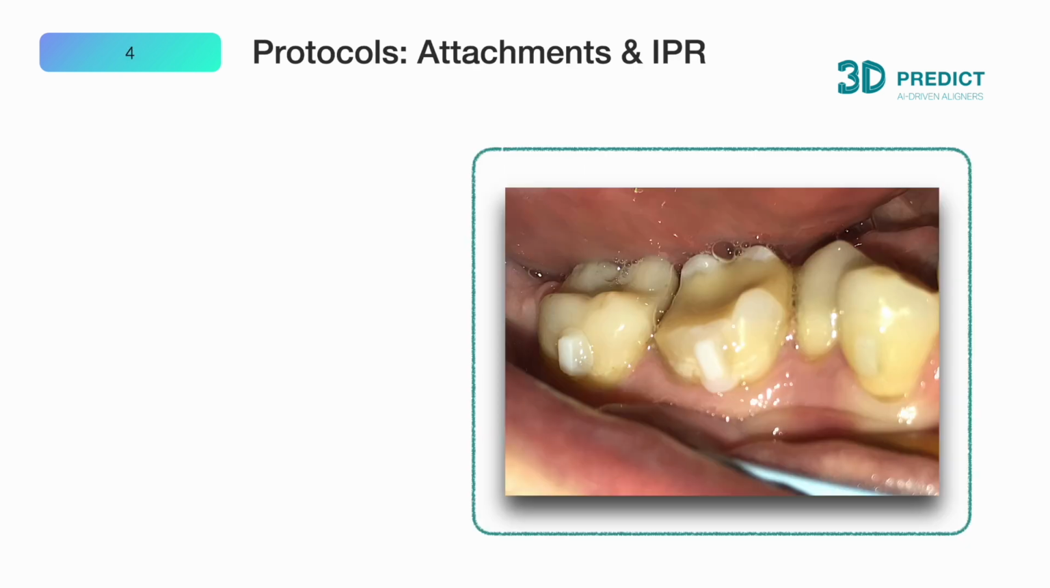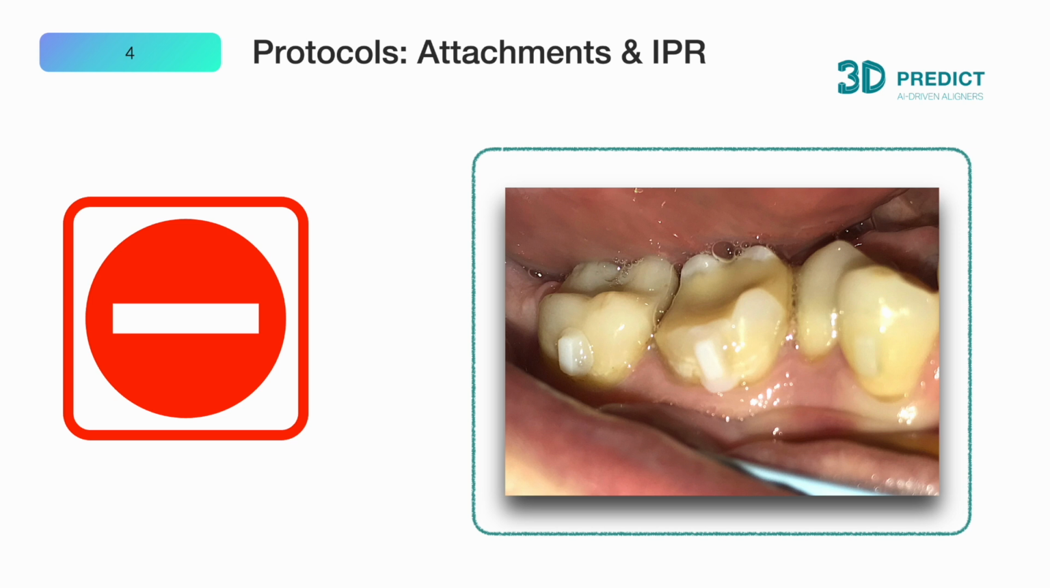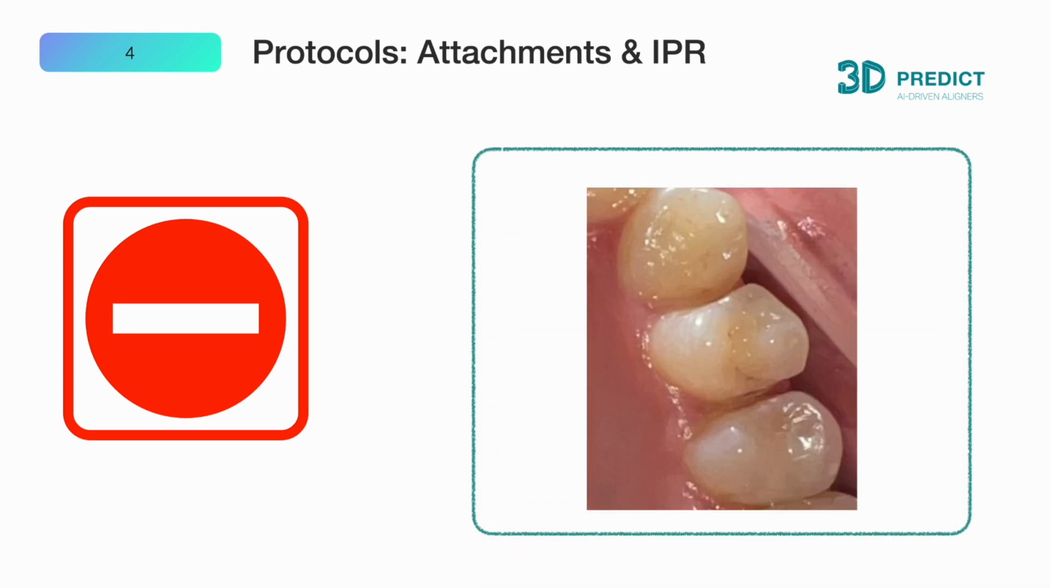The fourth key is following good protocols for attachments and IPR. We have confirmed that the second and third most common reasons for refinements are lack of proper clinical protocols in these areas. These pictures show poor quality attachments and also IPR. We have dedicated videos in this series to these protocols too. Once again, please share them with your staff if they are responsible for any of this task.